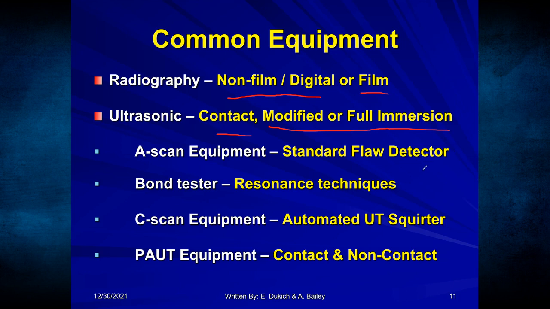For ultrasonics, we have a variety of equipment. We can use a conventional standard flaw detector. We can use what's called a bond tester that vibrates the component, and the vibrations tell you whether there's a flaw or something abnormal or not. We can use something called a C-scan, where you actually get a map of the flaw, or something called phased array, PAUT, phased array ultrasonics, and that can be contact or non-contact. So we're going to see these applications in some videos coming up.